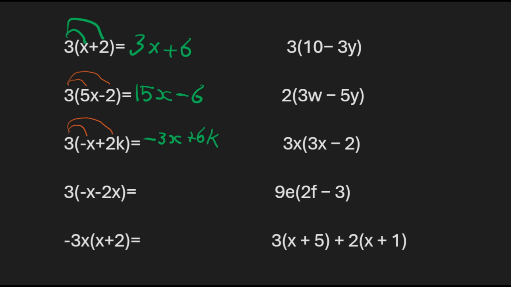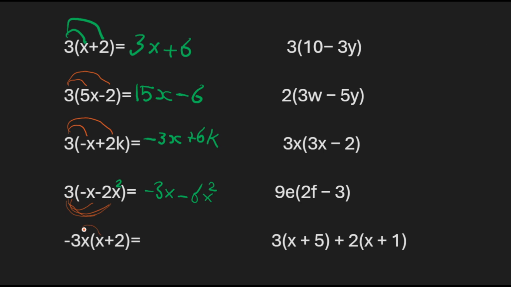Next one. 3(-x - 2x). Let's just make this x squared here. Now for this question, I'll do the same thing. Multiply here, multiply there. Alright, so 3 times negative x is negative 3x. There is a negative sign in the middle, so it's minus. 3 times 2x squared. It's going to be 3 times 2, which is 6. So it's 6x squared.